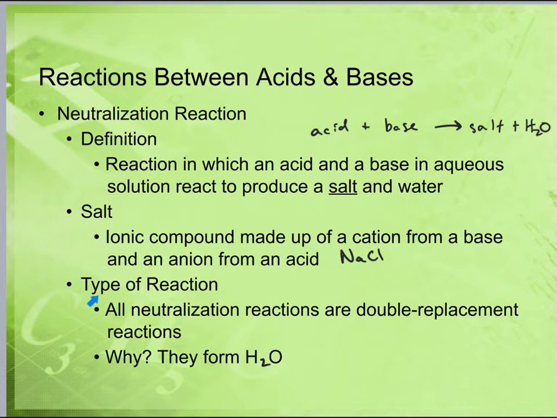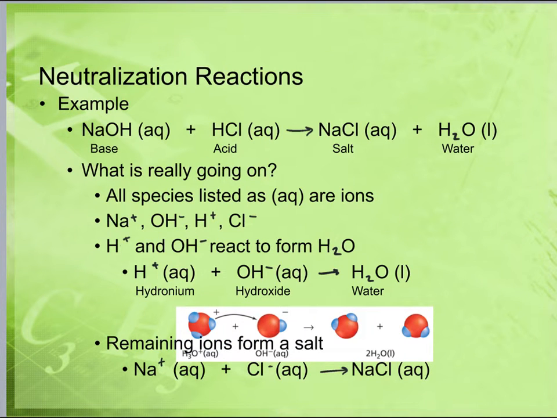Okay. Types of reactions. Now, this is something that we'll come back to when we talk about types of reactions, but this is a double replacement reaction. And we'll see why that is when we talk about types of reactions with the next unit. So here's an example of a neutralization reaction. We have NaOH as a base and hydrochloric acid as an acid. They're reacting, giving us a salt and water.